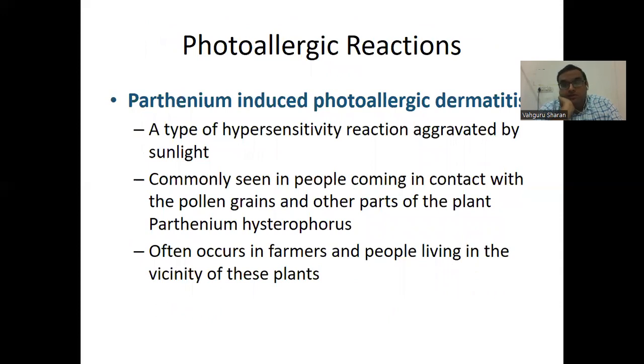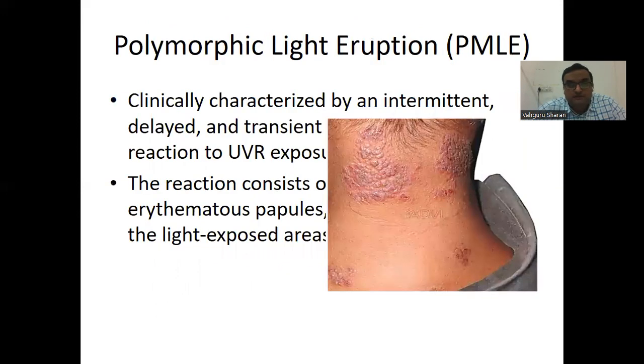What is parthenium-induced photoallergic dermatitis or phytophotodermatitis? It is a type of hypersensitivity reaction to the plant aggravated by sunlight. Normally seen in people who come in contact with the pollen grains and other parts of the plant parthenium hysterophorus, or congress grass. Often it occurs in farmers and people living in the vicinity of these plants.